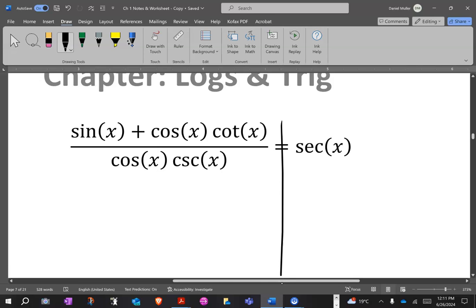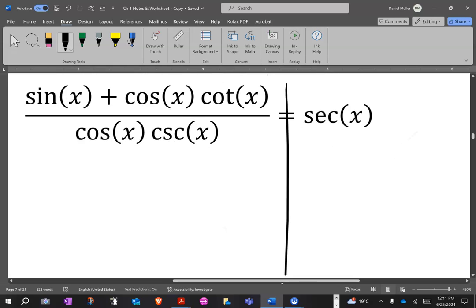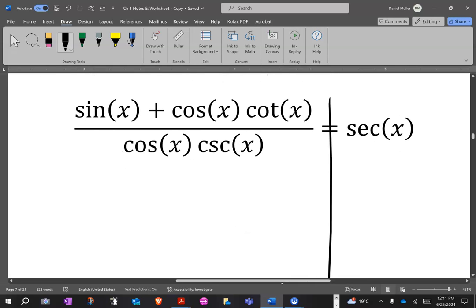I don't see two fractions that we need to put together with a common denominator. I don't see already a fraction that would maybe require a conjugate. So it seems like maybe turning this to sine and cosine might be the best way, at least to start, just to kind of see what we have. So I've got sine, so I'll leave that, plus cos of x, cotangent is cos over sine.